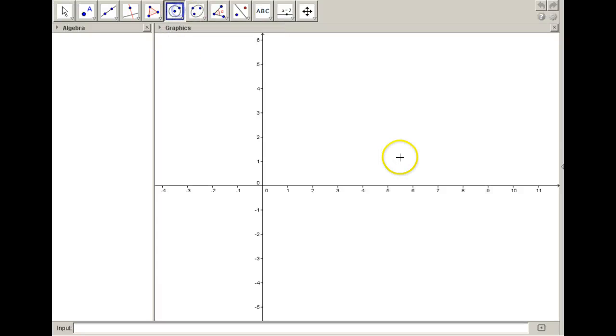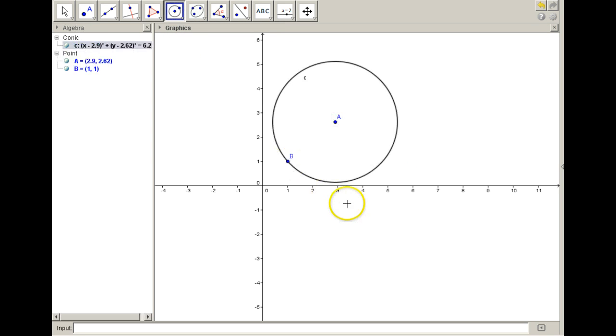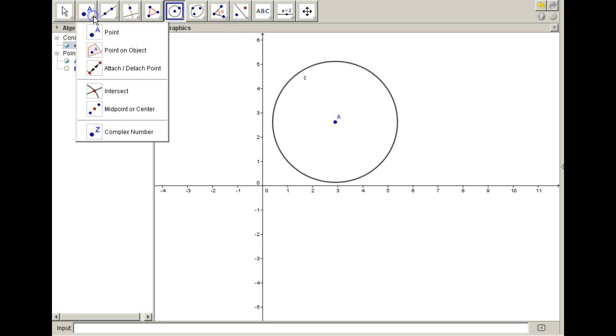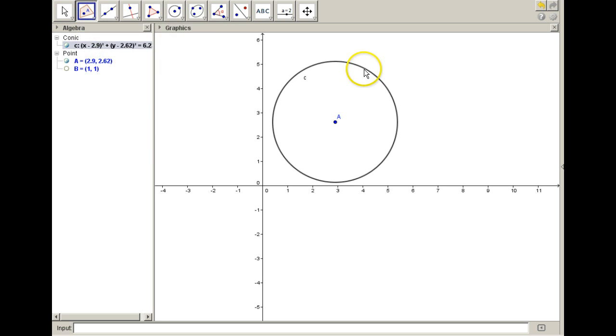Okay, so I'm going to use my circle tool. I'm going to create a circle, and I'm not interested in that point B. I'll leave point A there. I'm going to place a couple of points on the circle. So let's place these points here, C and D.